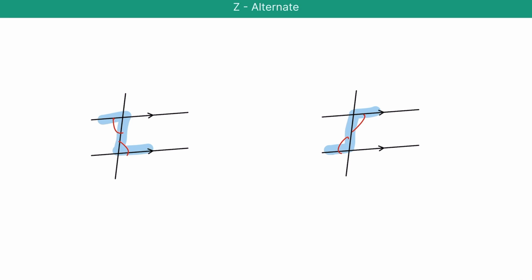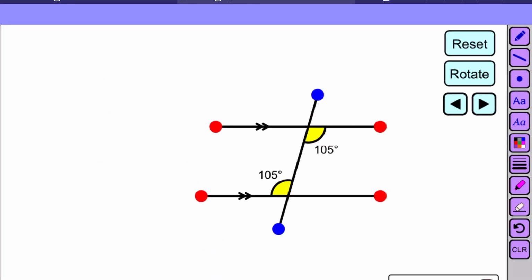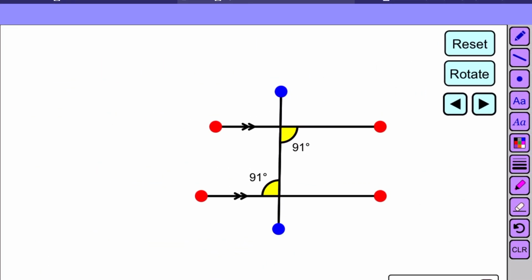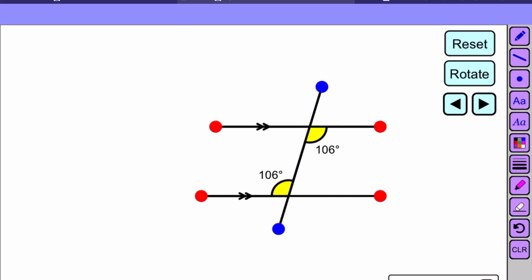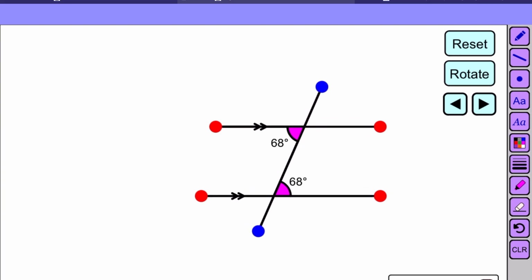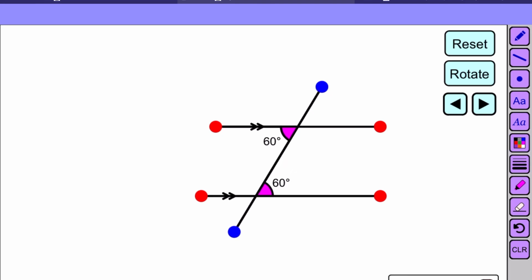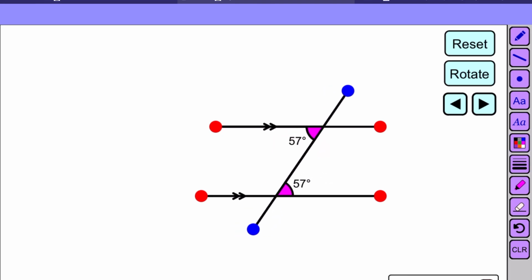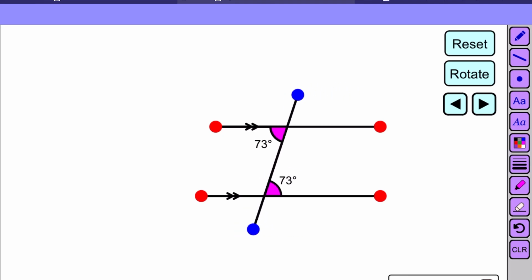And again, if you look at a visual demo, if I bring this over here with alternate angles, you can see no matter how I move this line, those 2 angles inside the Z are the exact same. And the Z can also be backwards like this. And you can see it's a Z shape, and those 2 angles are exactly the same. So they're called alternate angles.